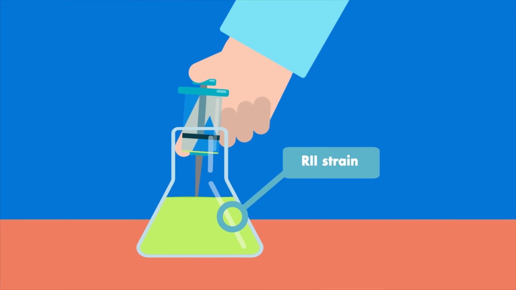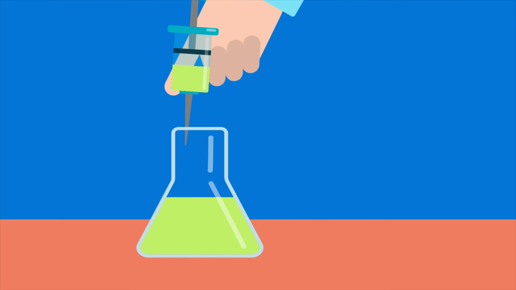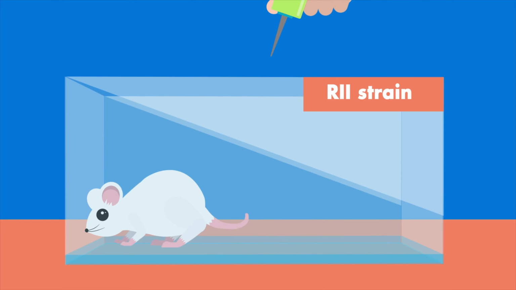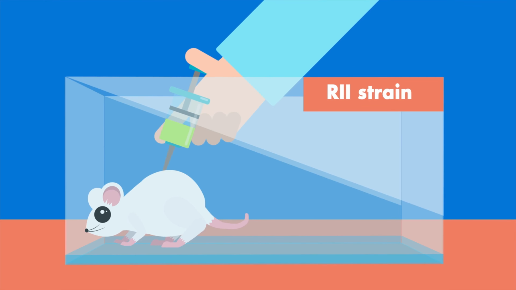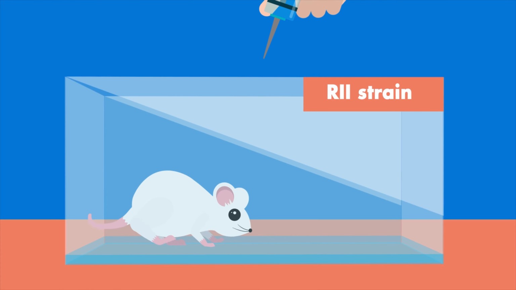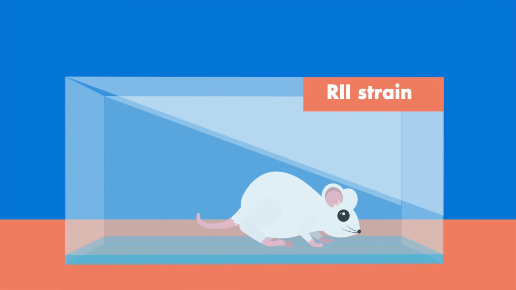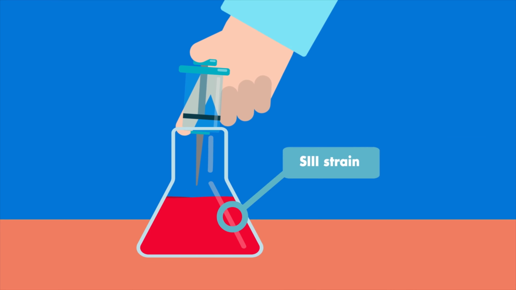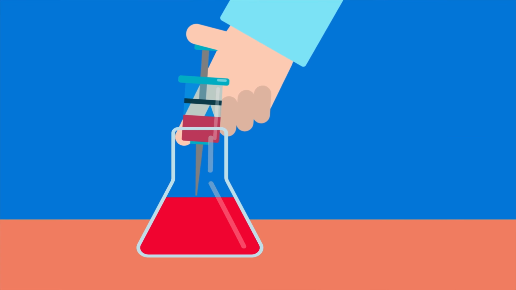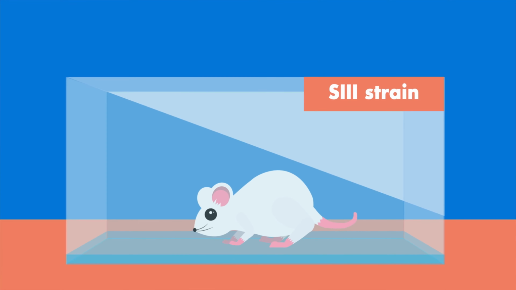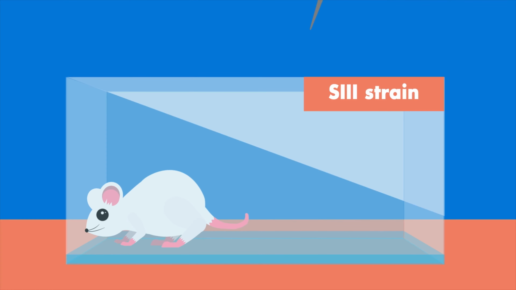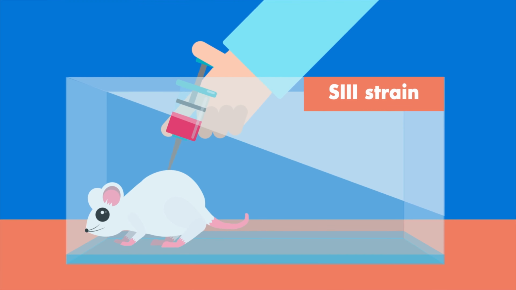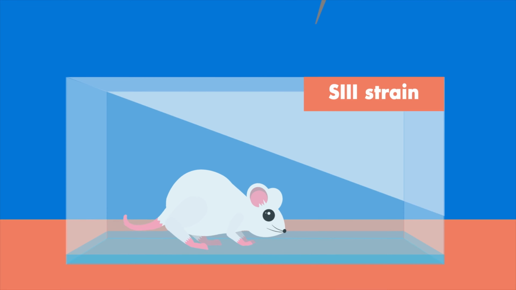In the first case, a sample containing live R2 strains of bacteria was injected in a mice. As the R2 strain is non-virulent, the mice did not develop any disease and survived. In the second case, a sample containing live S3 strain was injected in the mice. As expected, the mice developed disease and died after a few days.